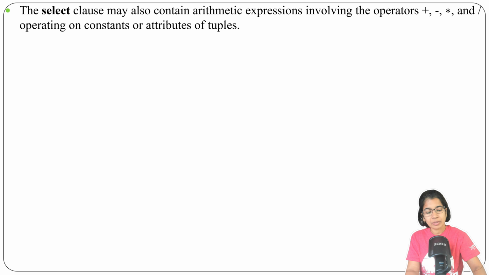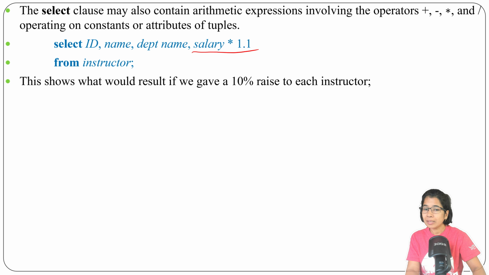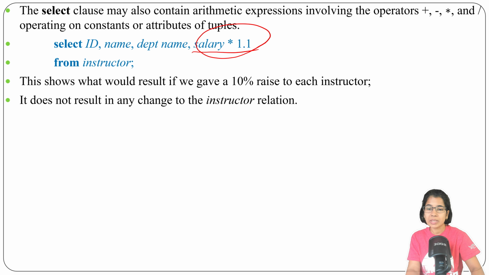In select, we can use the arithmetic operators like plus, minus, multiplication, division. For example, select ID, name, department name, salary multiplied by 1.1. It will give the salary with a 10% hike. And this is just in the result. In the instructor table, there will be no change. Salary will not be changed in the instructor table. Just in the result, we can see the salary with the 10% hike. In the original table, there are no changes.